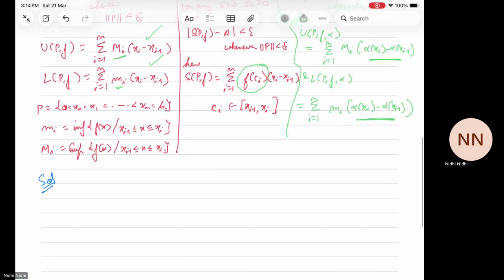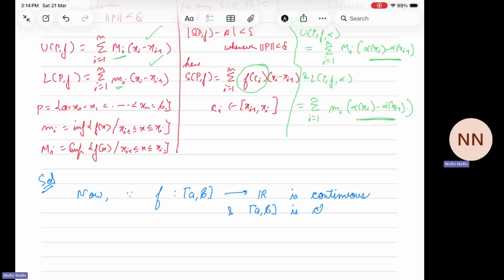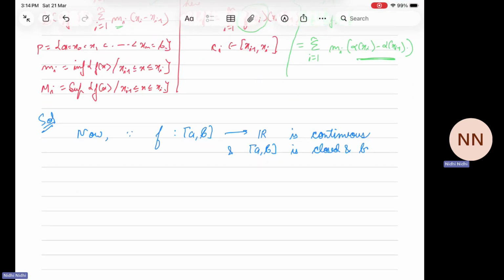Solution. Now since f defined from [a, b] to R is continuous and the closed interval [a, b] is a closed and bounded domain, I think we did this type of problem in the previous session, that on a compact domain, a continuous function will always be integrable. This will give us that f is uniformly continuous.